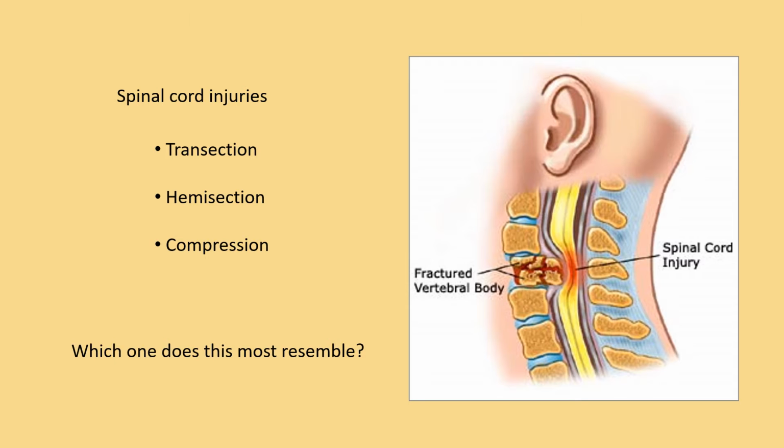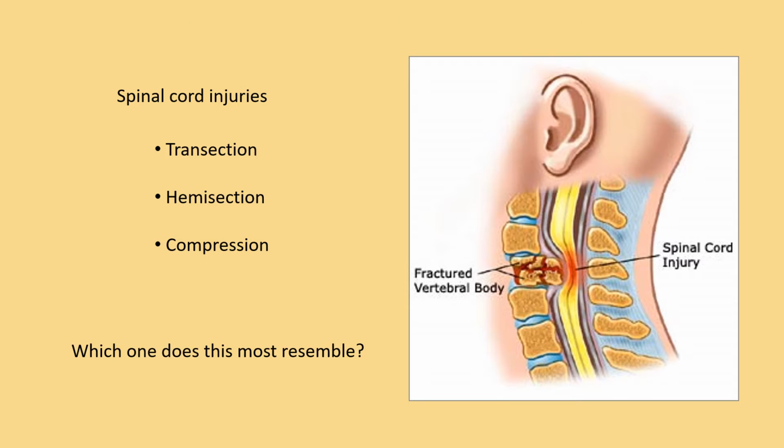And then a hemisection, hemi means half. A hemisection means just a portion of the spinal cord is sliced, but the slice doesn't completely transect it. And then there's a compression. Something is applying pressure onto the spinal cord. And so which injury does this most resemble? This is a compression injury.